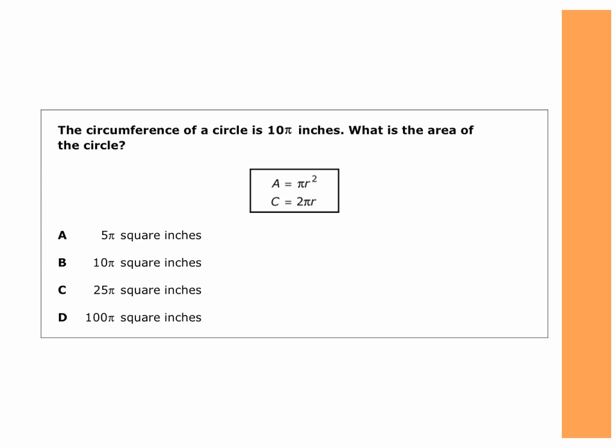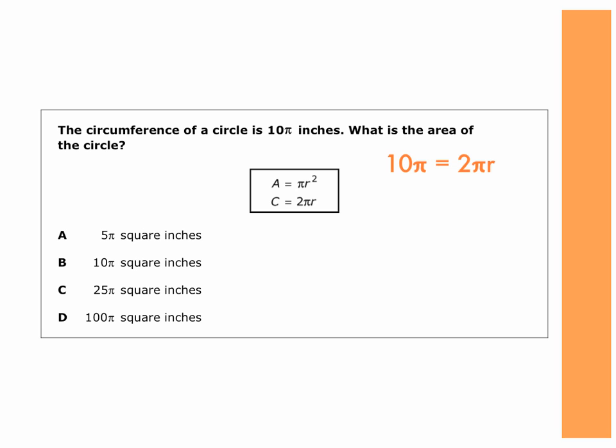The next example says the circumference of a circle is 10 pi inches. What is the area of the circle? They've given me the circumference. They want me to find the area. In order to find the area of a circle, I have to know the radius. What I can do here is find the radius based on the fact that the circumference is 10 pi. I'm going to plug in 10 pi for C, the circumference, in the circumference formula, which is going to give me 10 pi equals 2 times pi times radius.